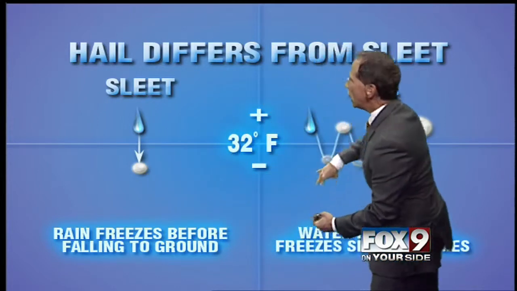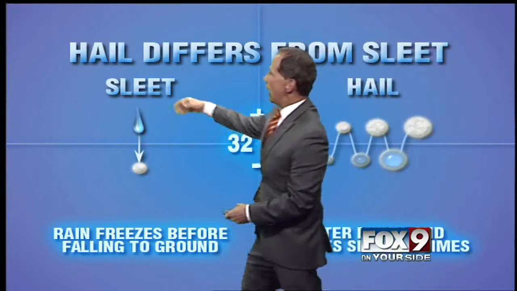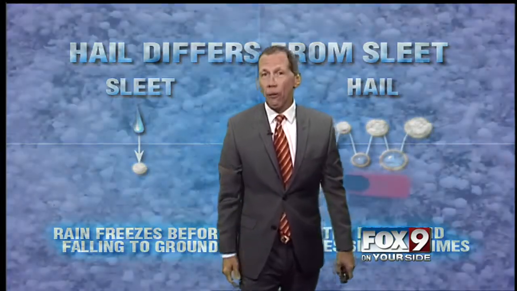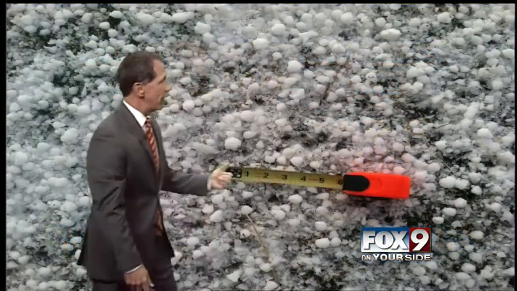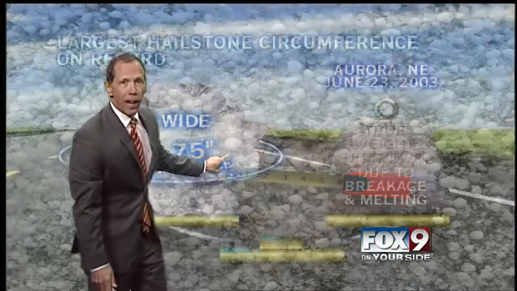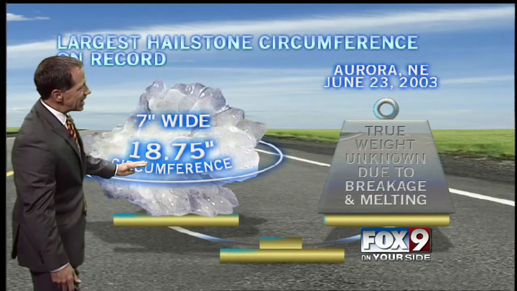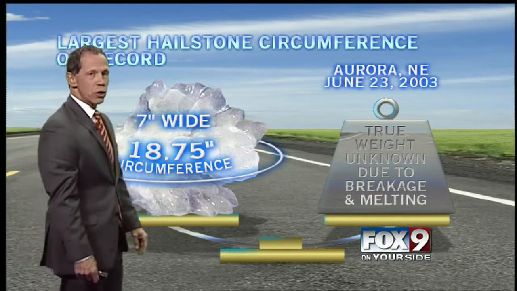So that's the difference. You get hail going up and down on the clouds, and it's just rain that refreezes into sleet. Sleet falls in the winter, hail falls in the summertime. This is hail that fell in Haley, pretty small hail. Some places it can get rather big. One of the biggest hailstones ever seen, 18.75 inches circumference, 7 inches wide. That is a big hailstone.